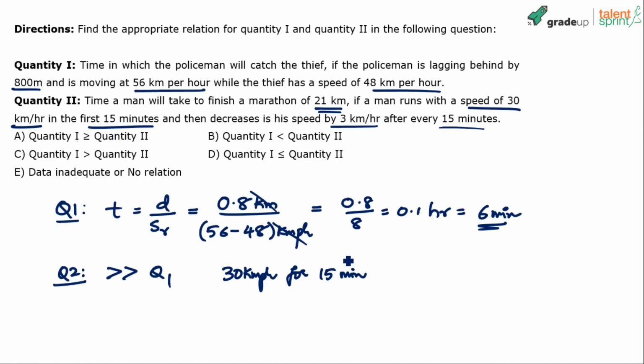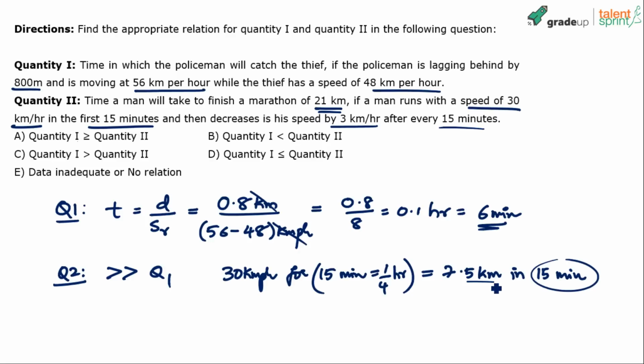First 15 minutes is nothing but 1/4 of an hour, right? So in 1 hour, if he can run 30 kilometers, in 1/4 of an hour, he will cover how much? 30 by 4, which is 7.5 kilometers. In how many minutes? In 15 minutes. Now the point to be noted, guys, is in the first 15 minutes, he has covered only 7.5 kilometers. Which means obviously to cover 21 kilometers of marathon, he will need much more than 15 minutes.